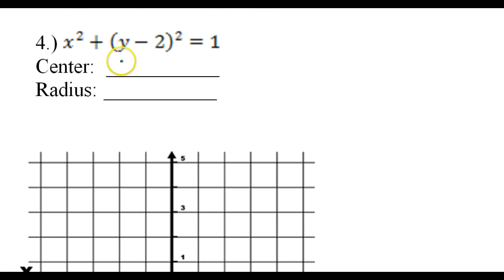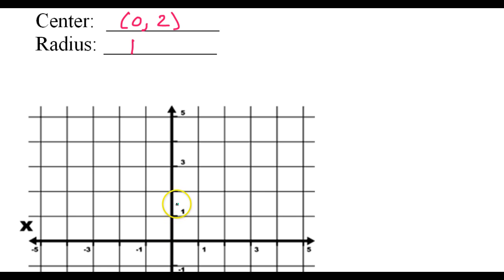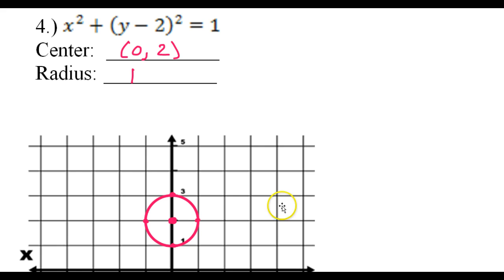Alright, so here's number 4. The center is going to be (0, 2). The x squared just is going to be 0. And then -2, it's sort of the opposite sign. The radius is going to be 1. Square root of 1 is 1. So (0, 2) would be right here. And then a radius of 1, so I'm just going to go up, down, left, and right. So this is a tiny little circle. So there you go. That's what number 4 should look like.